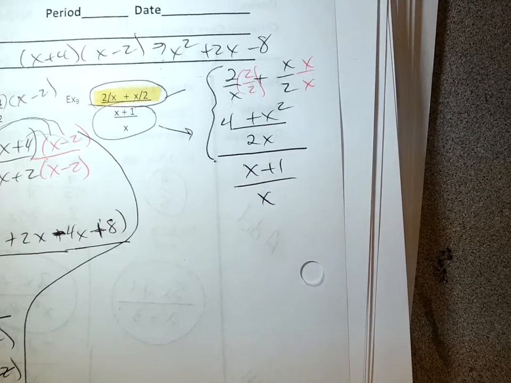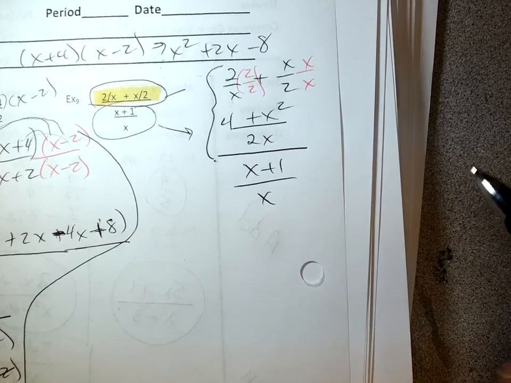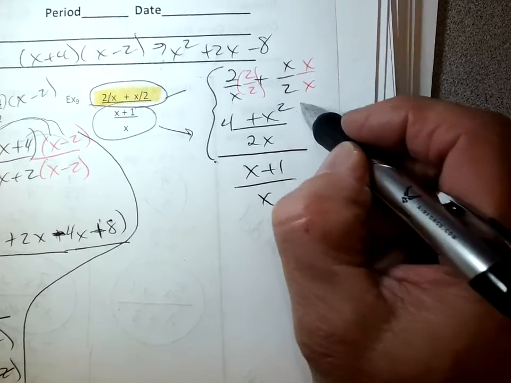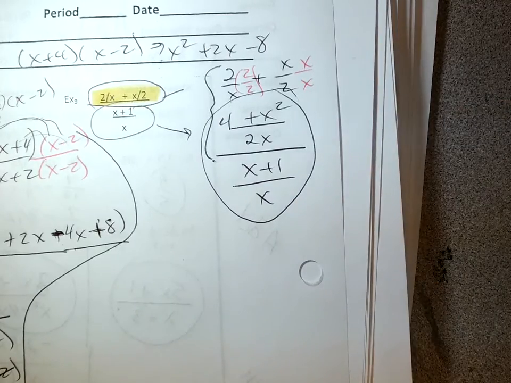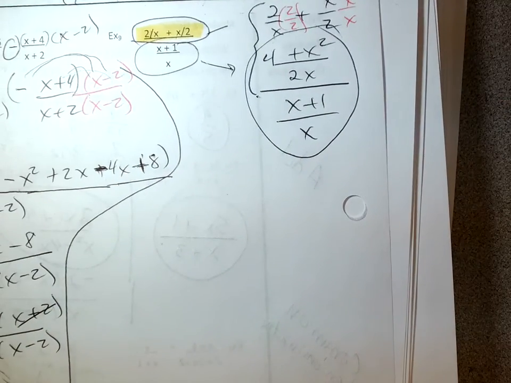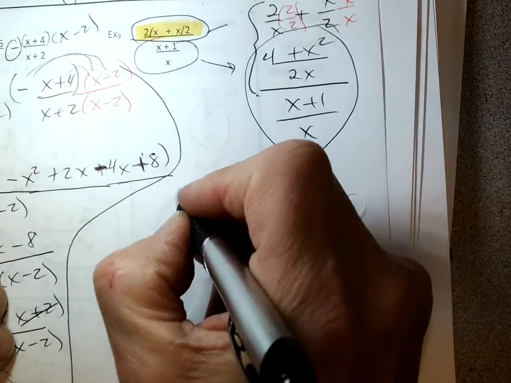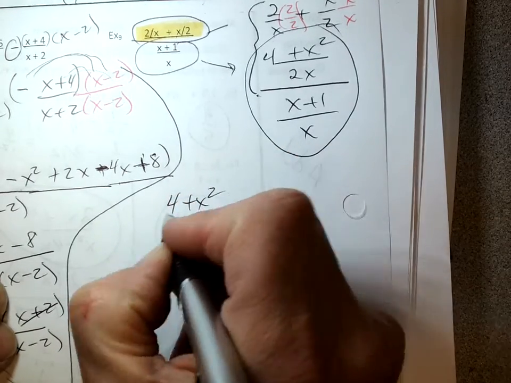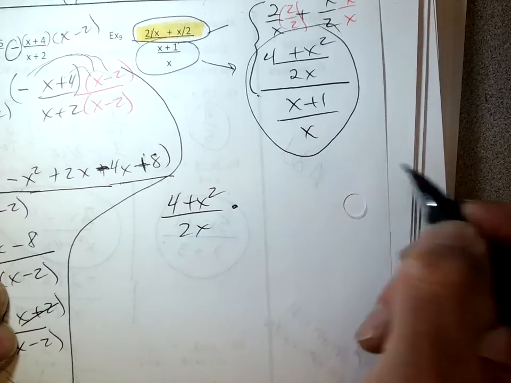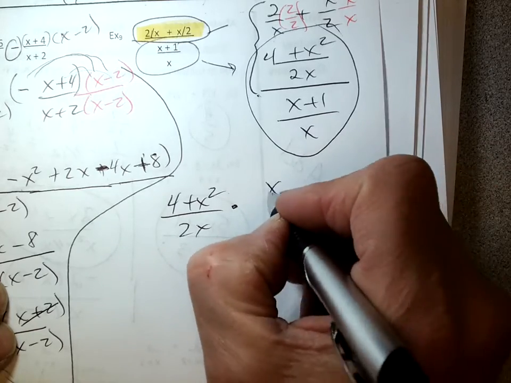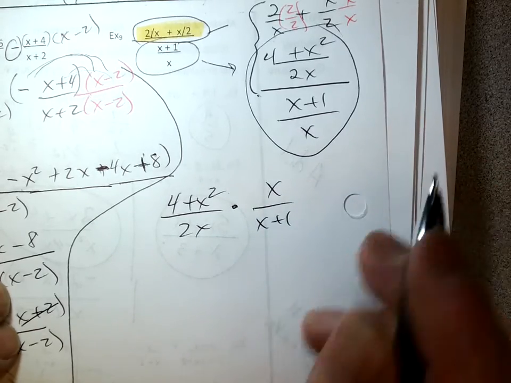Now we have a fraction divided by a fraction, right? Okay, am I going too fast? Now I have a fraction divided by a fraction, okay? So what am I going to do with that? Well, I know how to divide fractions. I invert and multiply, right? Flip the second one. So I'll rewrite this as 4 plus x squared over 2x times, right, x over x plus 1.